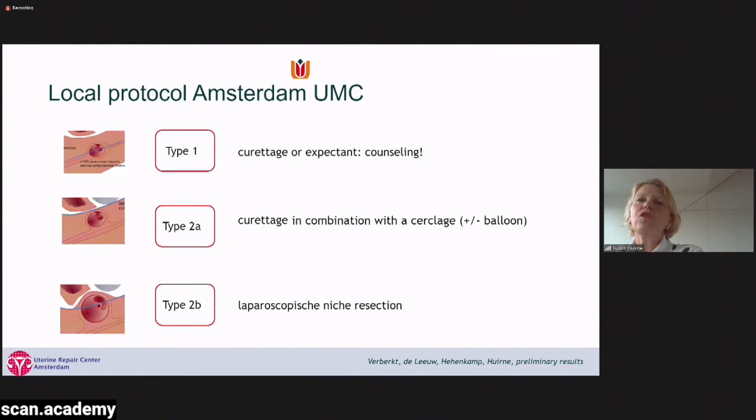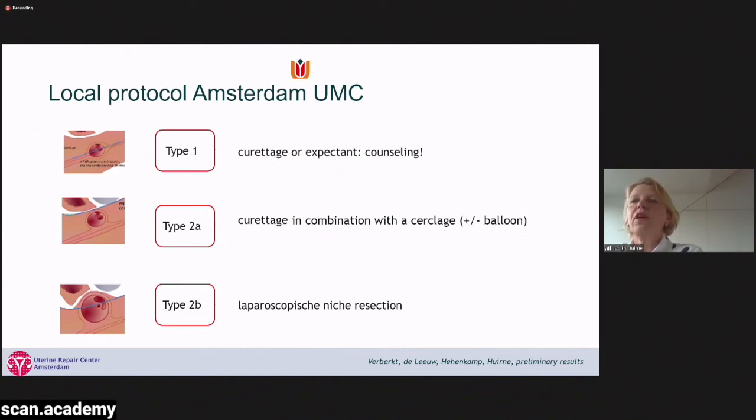I will not focus on treatment today because there are many excellent speakers with more experience concerning treatment in Cesarean scar pregnancies, like Professor Jurkovic and Timotric. But I only show you that we use the classification to counsel the patients and to discuss with them which type of treatment we are going to apply.